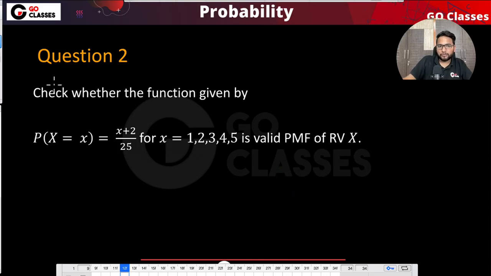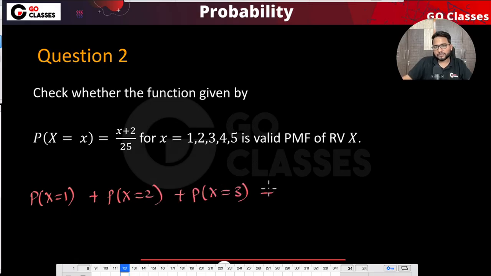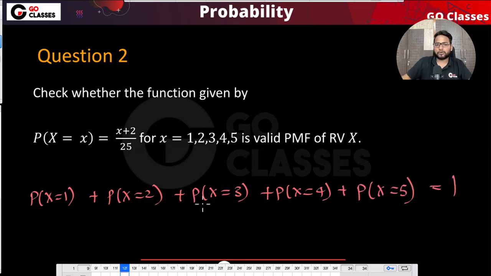So let's check, which means the possible values for x will be 1, 2, 3, 4, 5. So let me check whether probability of x equal to 1 plus probability of x equal to 2 plus probability of x being 3 plus probability of x being 4 plus probability of x being 5, whether all of this is 1 or not. Let's check it.